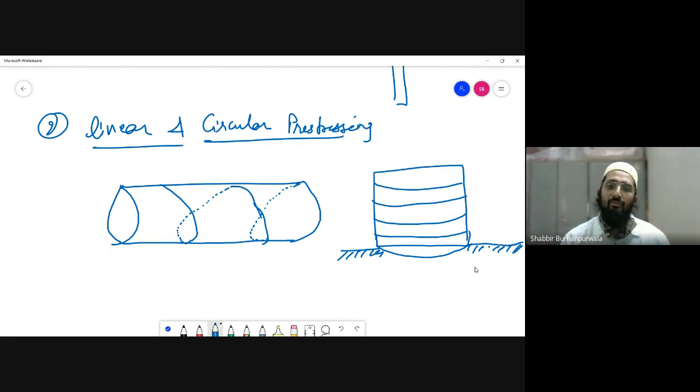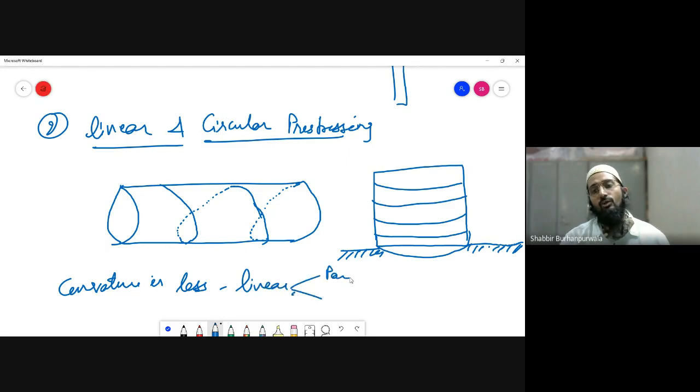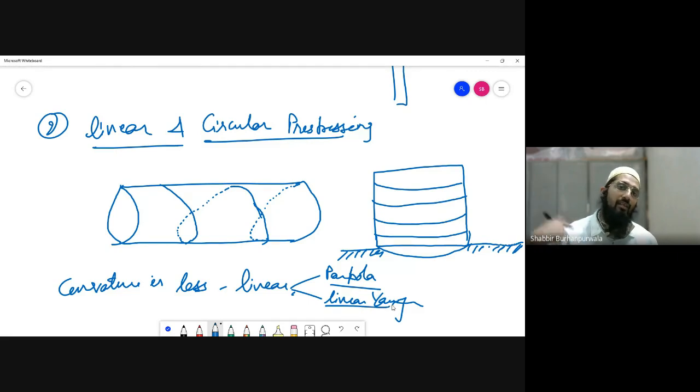ठीक है, बहुत ही कम कर्वेचर हो. So if the curvature is less, it is linear. लीनियर मतलब इसके अंदर आप समझ सकते हैं कि we are talking about parabola as well. ओके, पैराबोला, लीनियरली वेरिंग, ये सब लीनियर में आ गए. और सर्कुलर मतलब इतना ज़्यादा कर्वेचर है प्री स्ट्रेसिंग केबल का कि it is going to almost look like a loop. ओके, so that's why linear pre-stressing and circular pre-stressing.